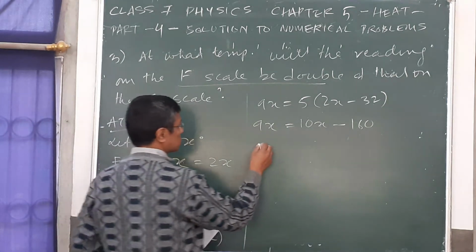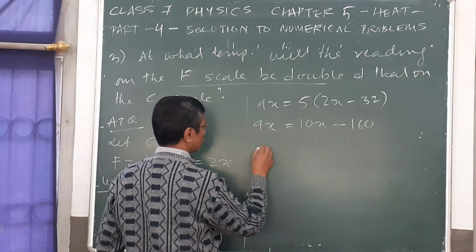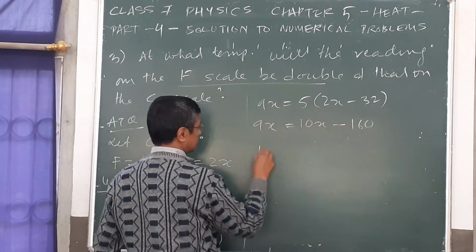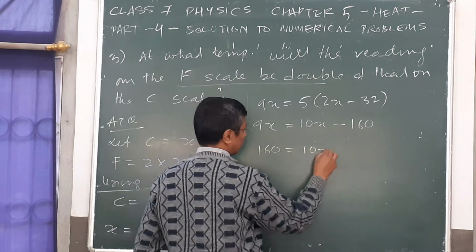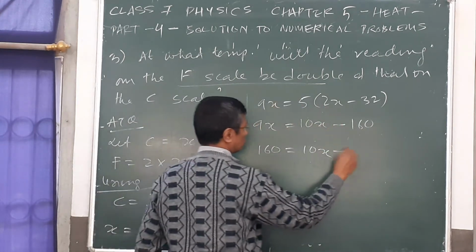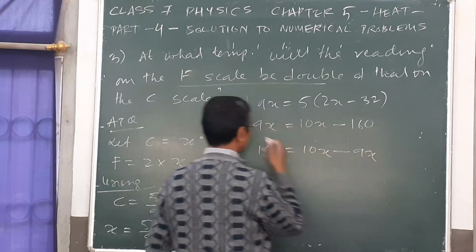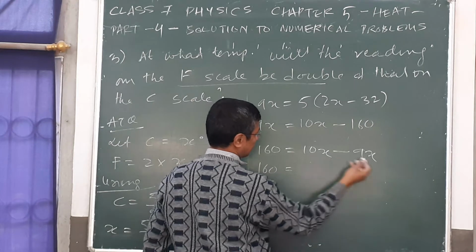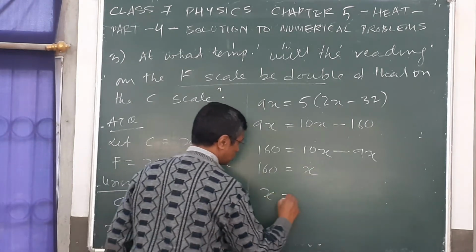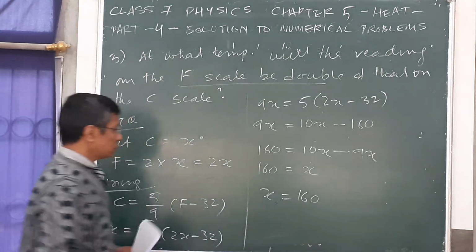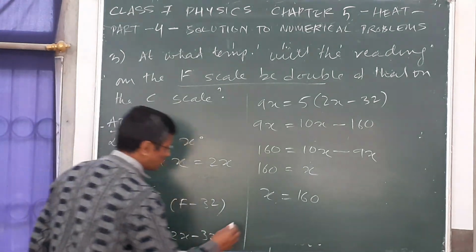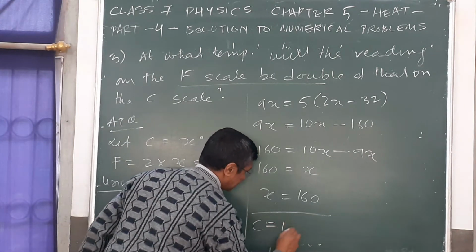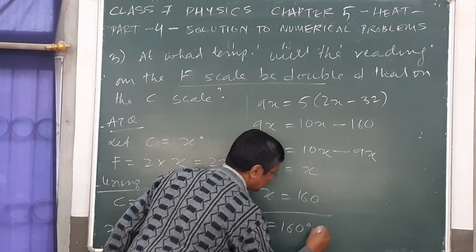Next, we will arrange them in such a way that x is on the same side. So, minus 160 when it comes to the left side will be plus 160 and 10x will remain here. 9x we will take to the right, so the sign will change to negative because it is positive here. So, 160 is equal to 10x minus 9x, which will give us x. Let us flip this over. So, we get the value of x as 160 degrees, which means that the temperature in Celsius is 160.